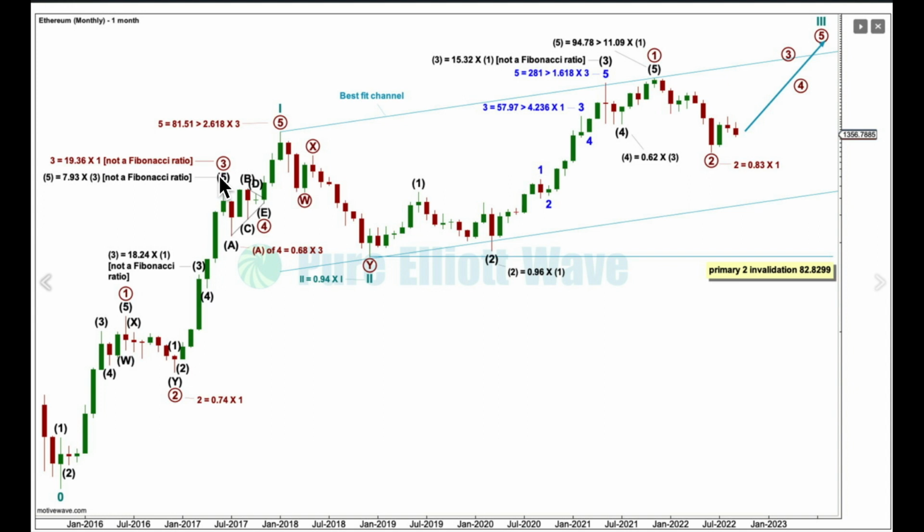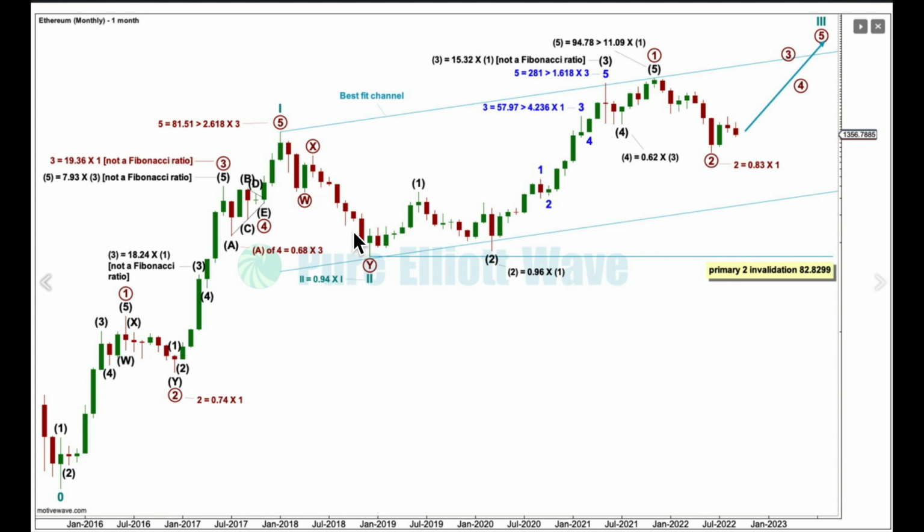I've noted some wavelengths on this chart, so considering Ethereum's past behavior in terms of how long its waves are, that will guide us as to how long future waves may be. Here, primary 3 was 19.36 times the length of primary 1. That's not a Fibonacci ratio. I'm just noting how long this third wave is to this first wave. And primary 5 was 81.51 longer than 2.618 the length of primary 3. So 5 is longer than 3, and this is the longest part of the upward movement.